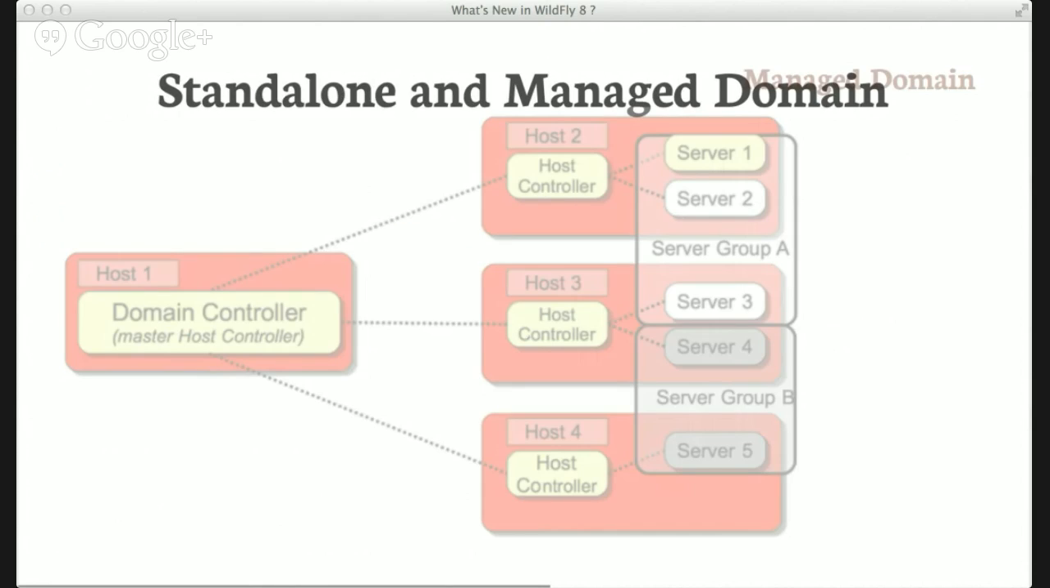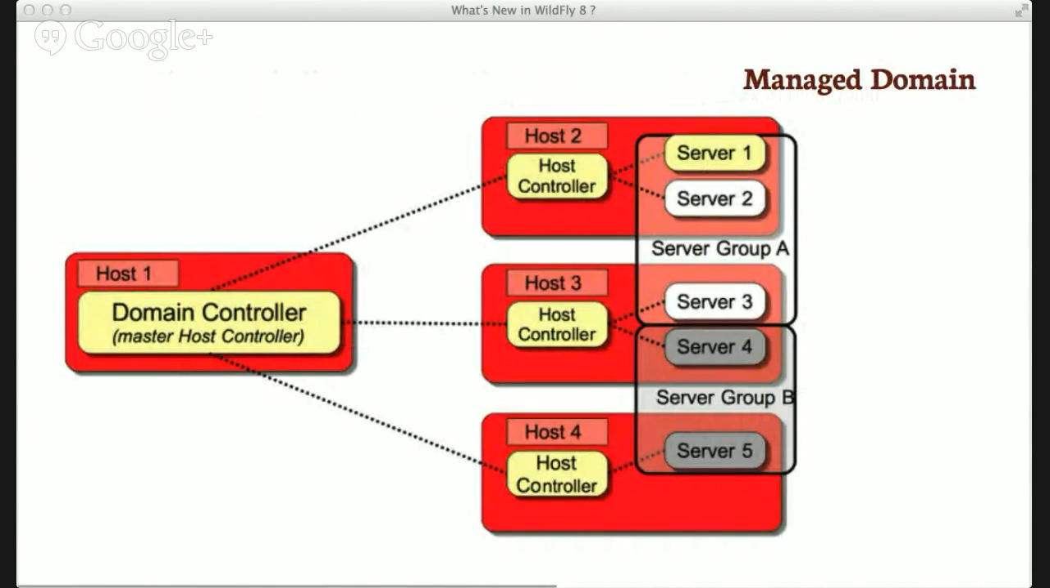Here we see an example of a domain topology. On hosts 2, 3, and 4, we have 3 host controllers, plus 1 on host 1, which is the master host controller. They are all started with the domain shell script, and they are only concerned with server management. They start and stop individual servers that run on their hosts, and they interact with the domain controller to help manage them. The domain controller, and you have only one per domain, is a special host controller that is configured to be the central management control point for the collection of servers in the domain.